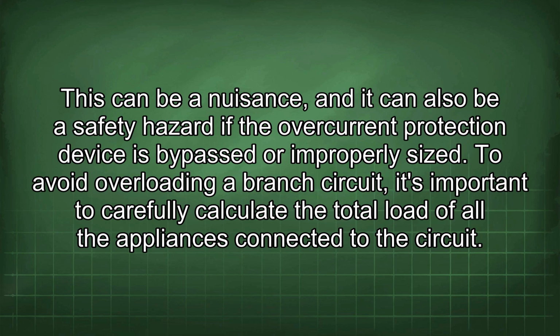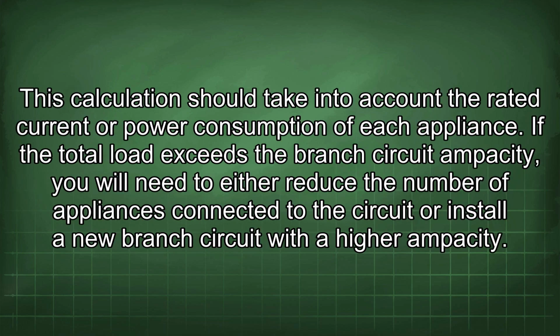This can be a nuisance, and it can also be a safety hazard if the overcurrent protection device is bypassed or improperly sized. To avoid overloading a branch circuit, it's important to carefully calculate the total load of all the appliances connected to the circuit. This calculation should take into account the rated current or power consumption of each appliance. If the total load exceeds the branch circuit ampacity, you will need to either reduce the number of appliances connected to the circuit or install a new branch circuit with a higher ampacity.